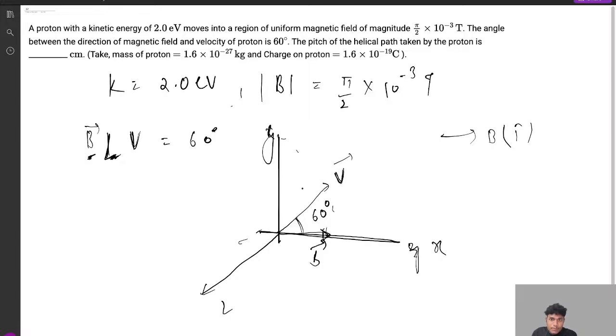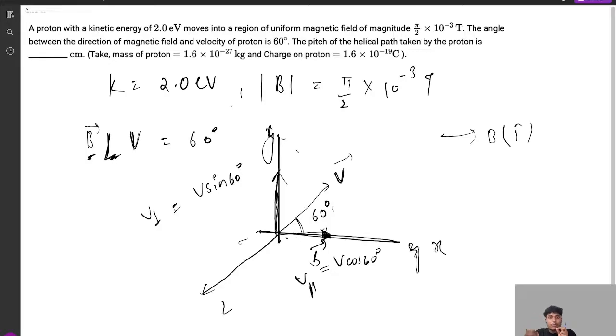If you break this v into two components, this one is v sin 60 degree and this is v cos 60 degree, or we call it v parallel, meaning the component of velocity that is parallel to the magnetic field. And v perpendicular is the component of velocity that is perpendicular to the magnetic field. Understand?